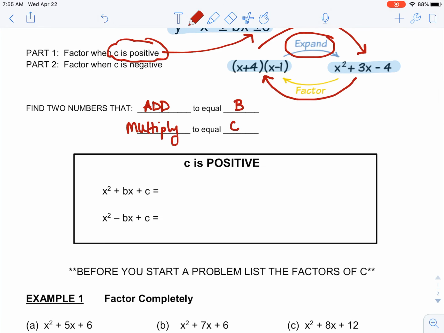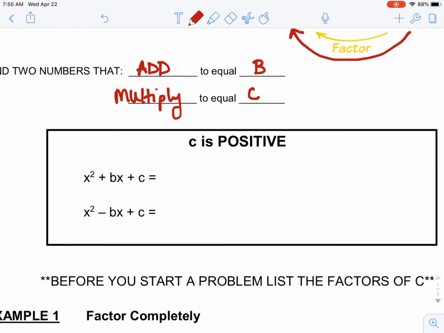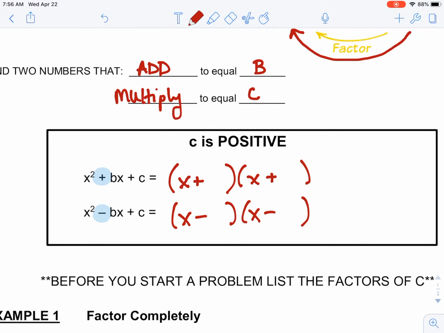So when c is positive, if we have x squared plus bx plus c, we are going to have two factors that are x plus and x plus. If c is positive and b is negative, so you can see the difference here of the two, then we are going to have x minus times x minus. So what we're looking to find for both of these is the numbers to fill in our brackets.